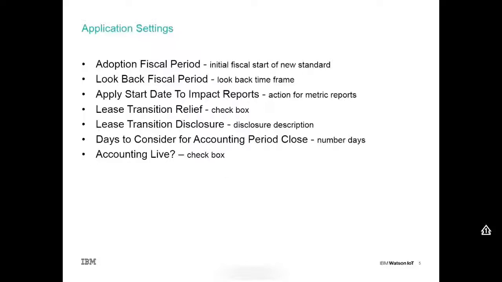We also added days to consider for accounting period close. It's basically the number of days. It's like a grace period for when a period closed. For example, if our period closed on January 31st, you might have a 3-day, 5-day, 6-day grace period. You'll set this number in the application setting record. And then also for accounting live, this checkbox is used for validations. When everything looks correct in the accounting, you would have this checked so that validation can provide attention message to the lease accountant.